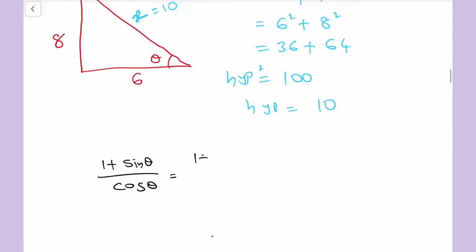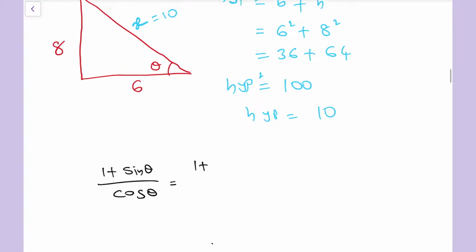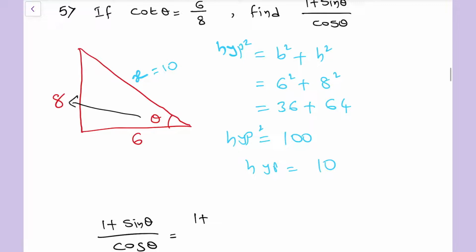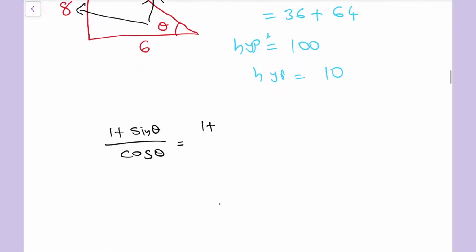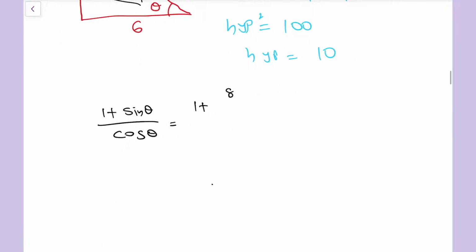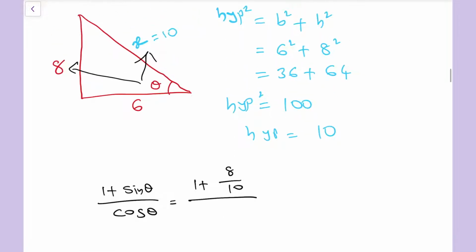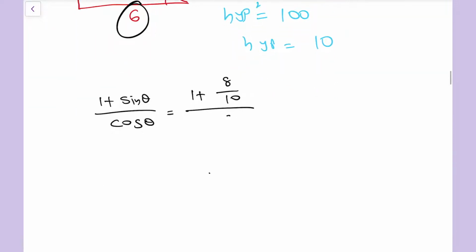1 plus sin theta, which is opposite by hypotenuse. Here for theta, the opposite is 8 and the hypotenuse is 10. So that will be 8 divided by 10, the whole divided by cos theta. Cos is nothing but adjacent by hypotenuse. So here adjacent is 6 and hypotenuse is 10. So 6 divided by 10.